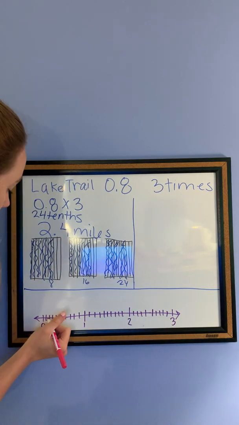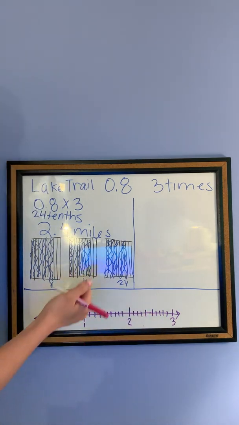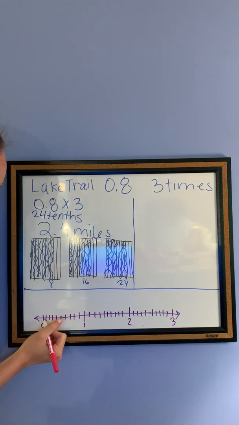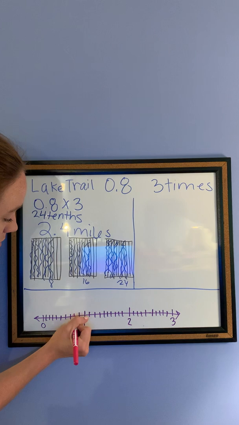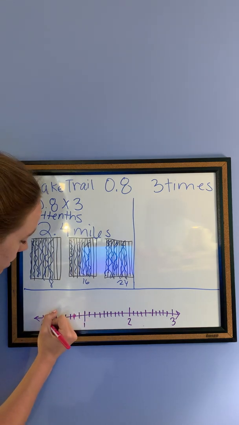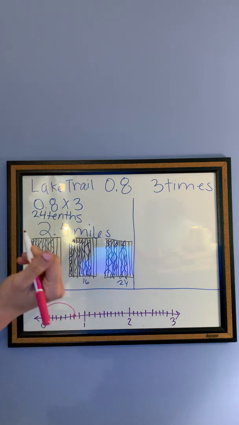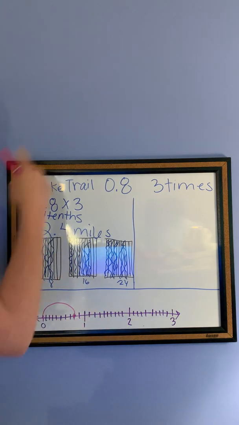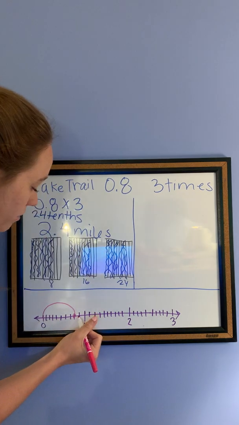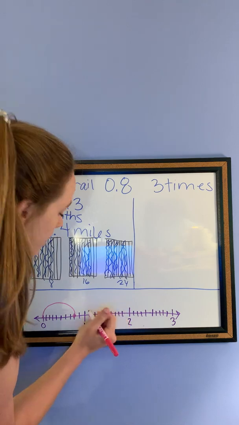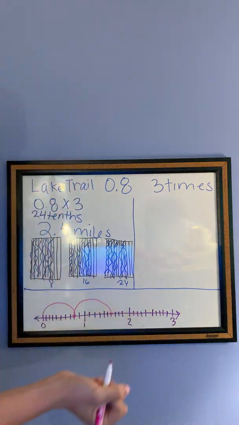So we're going to start at 0, and we're going to jump along the number line, and each jump is going to represent one of my times around the trail. So my first jump is going to be 8 tenths of a mile. So I'll count 8 tenths. 1, 2, 3, 4, 5, 6, 7, 8. I'm going to put a mark right here, and I know that my jump started at 0, and I landed at 8 tenths of a mile. Now from there, I ran 8 more tenths of a mile when I ran my second lap around. So I've got 1, 2, 3, 4, 5, 6, 7, 8. Put my mark and make my jump along the number line.